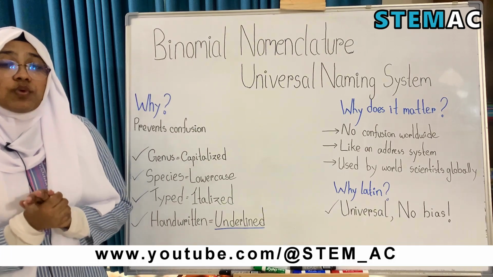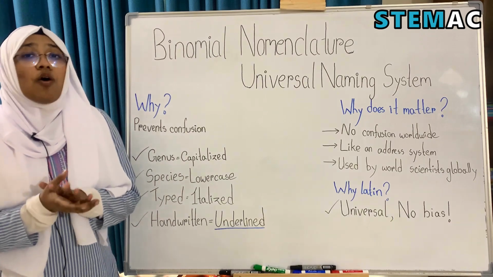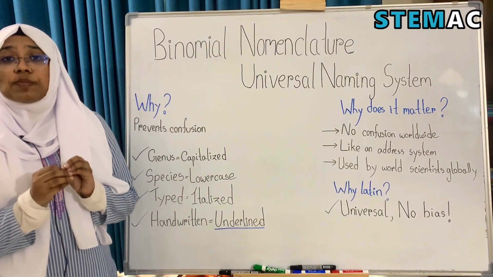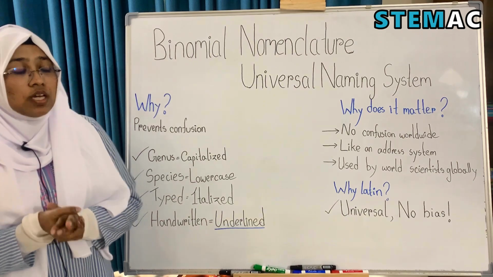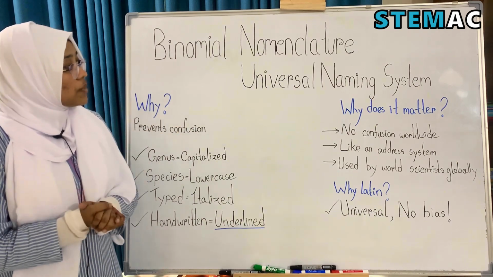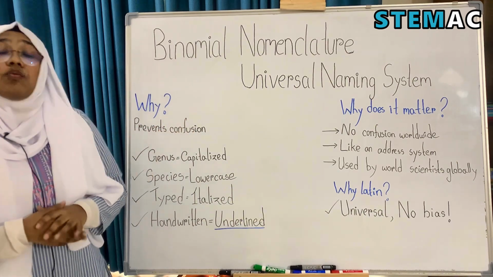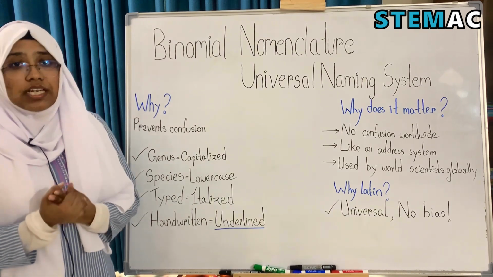Just like that, when scientists want to find out about an animal, or even in case of plants, they follow a specific rule by which they can understand which animal they are talking about. So, in today's lecture, we will talk about the binomial nomenclature. It is the universal naming system. Now, why does it matter?